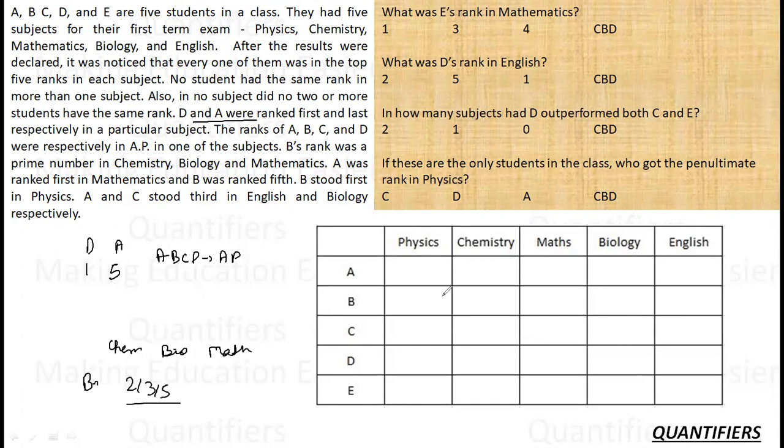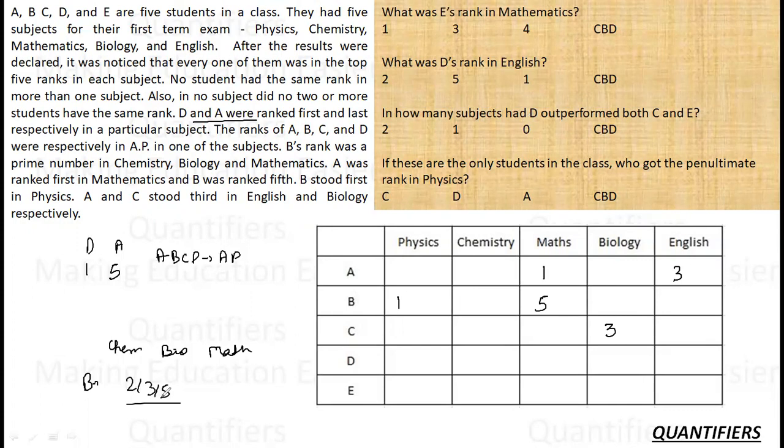Now, A was ranked first in mathematics. Okay. B stood first in physics. Then B was ranked fifth. B was, my bad, B was ranked fifth in physics. Okay. A and C stood third in English and biology respectively. So A is third in English and C is third in biology. So this is what is given to me. Now let's read what we have with us.